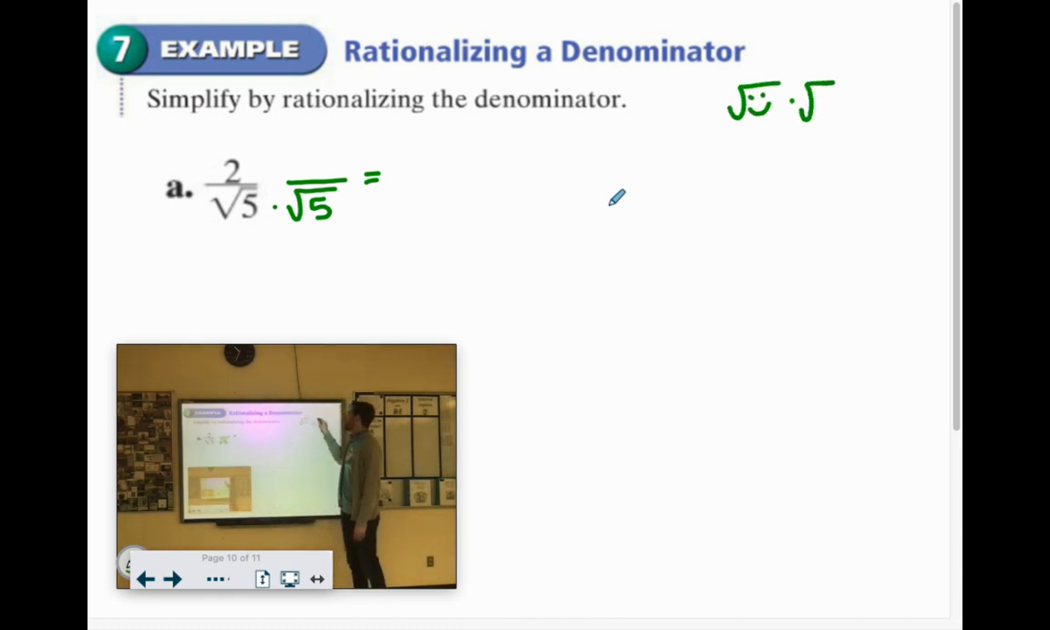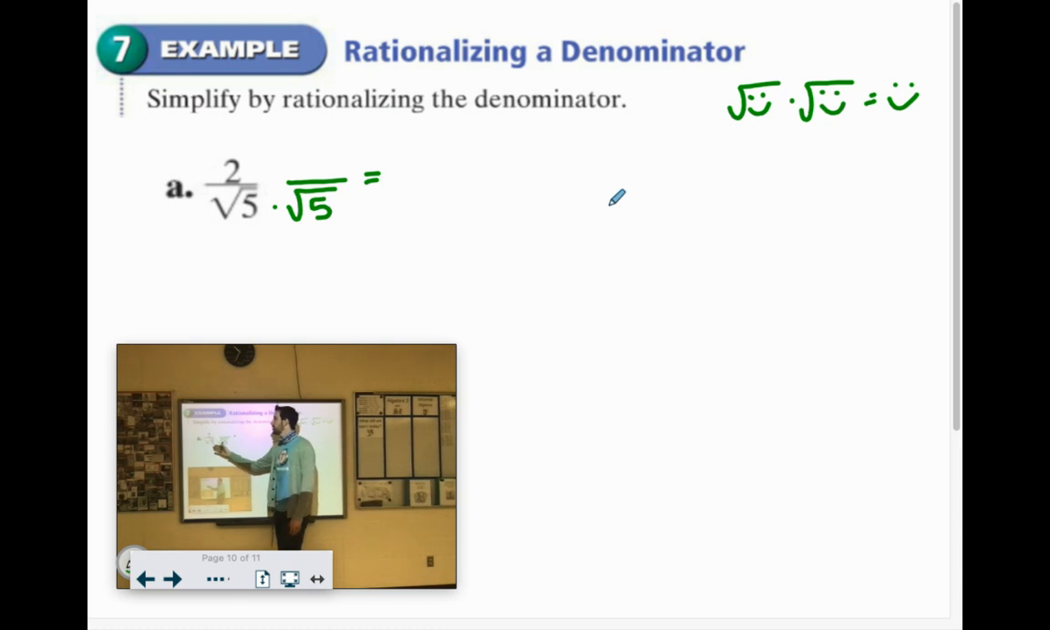Square root of smiley face times the square root of smiley face is just regular smiley face. Right? So the square root of 5 times the square root of 5 will just eventually work out to 5, because 5 times 5 is 25, and the square root of 25 is 5. Great. So if we multiply the denominator by root 5, we have to also multiply the numerator by root 5.